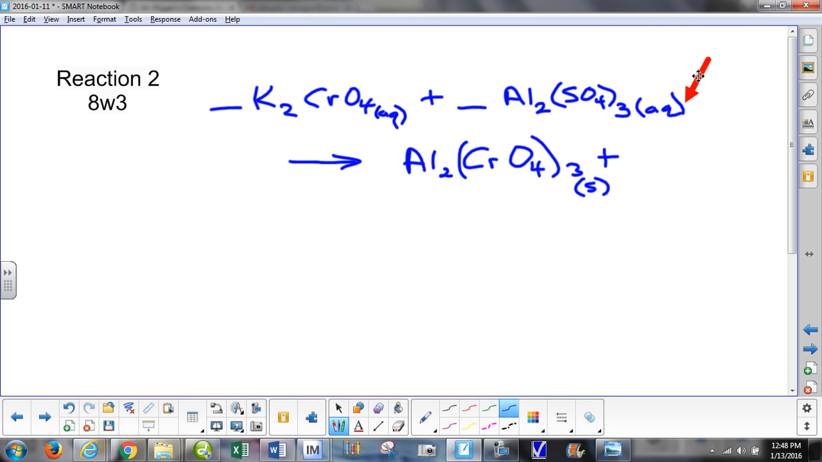All right, now what's that last part going to be? Well, for this guy, we have aluminum from here, and we have chromate from here. So that became our solid. Now we have to figure out, do we have potassium? I don't see potassium here. Well, potassium has to be on the right side of the equation because we can't create or destroy matter, right? Oh, okay. So we're going to have potassium here, and who's he going to be with?